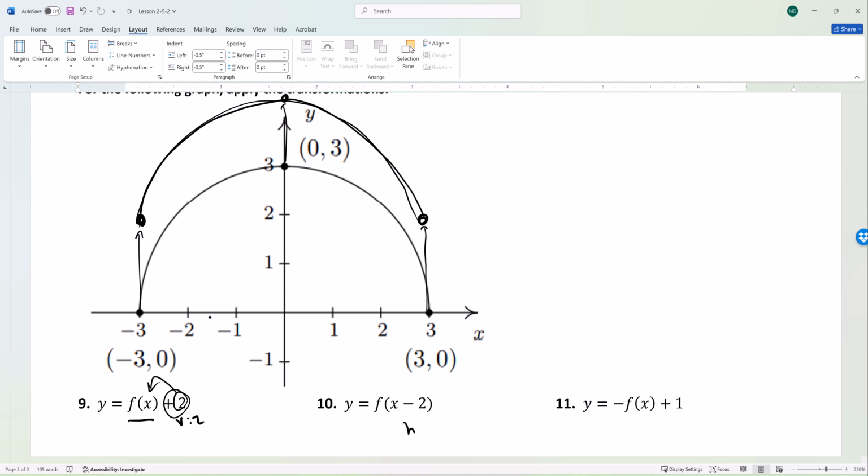Now this means a horizontal shift of 2, or add 2 to the x. And then this one right here, this is a reflection over the x. So that means you basically add a negative to your y value, right? Because it's negative times y. So add a negative to the y value, and then add 1 to it.